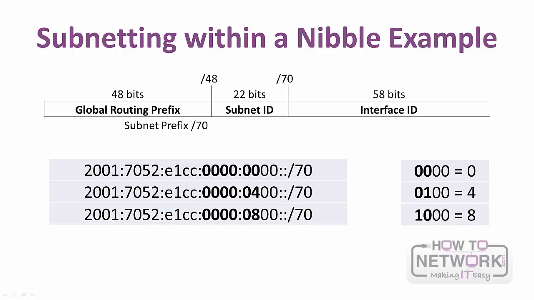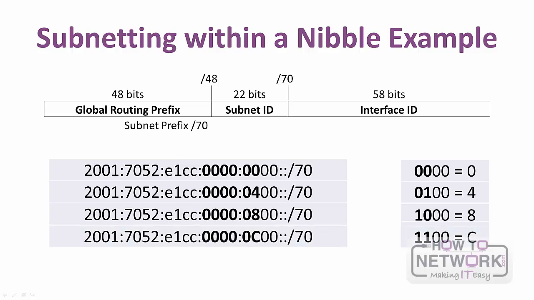IPv6 addresses use hexadecimal values to represent each 4 bits. Because a /70 subnet prefix was chosen, the first half, the 2 leftmost bits, of the last hexadecimal digit belongs to the subnet ID, and the other half, the 2 rightmost bits, belongs to the interface ID. So, only the first 2 bits of the last digit of the subnet ID are modified, as illustrated here on the first 4 subnets.